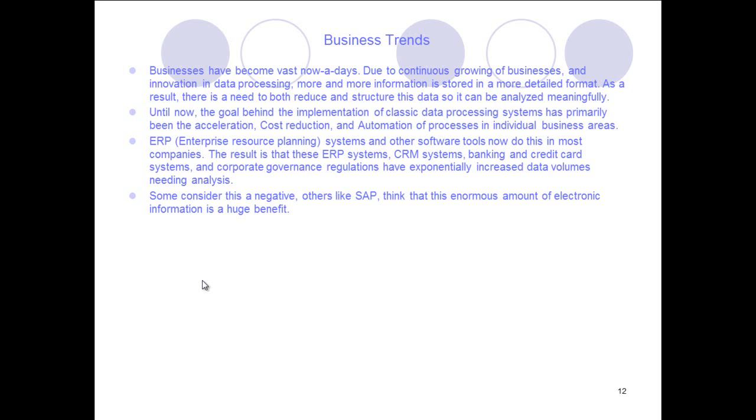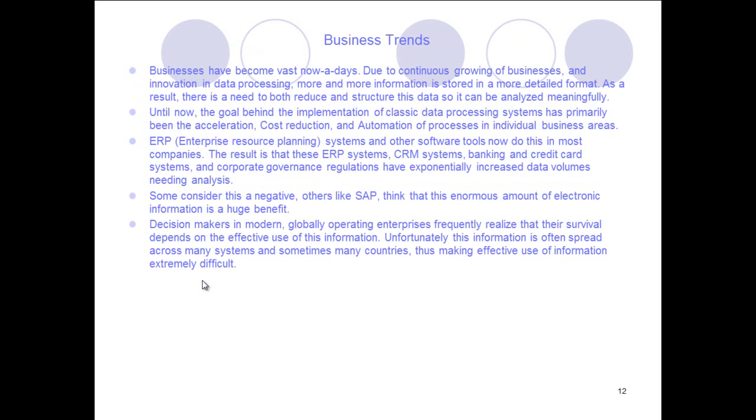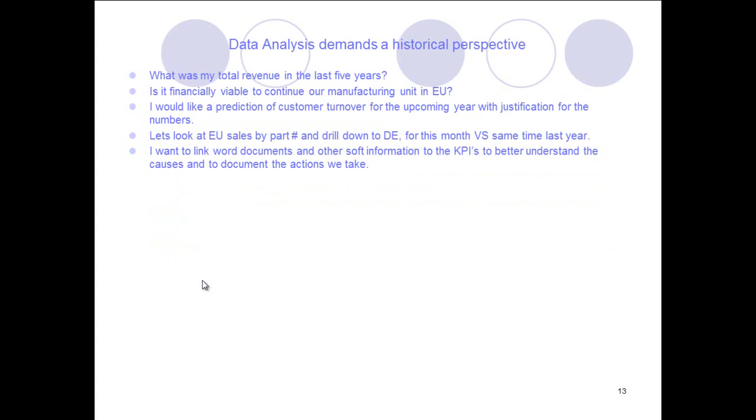Some consider this as a negative as well. Others, like SAP, think that this enormous amount of electronic information is a huge benefit. Decision makers in modern globally operating enterprises frequently realize that their survival depends on the effective use of this information. Unfortunately, this information is often spread across many systems and sometimes many countries. Thus, making effective use of information is extremely difficult. So that is where we come into the picture, data warehousing, business warehousing, business intelligence, everything.